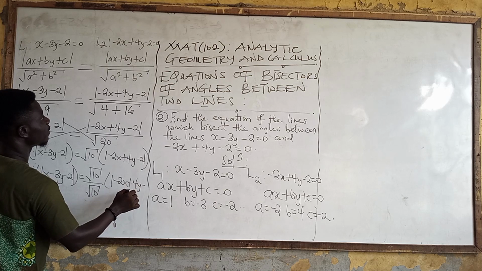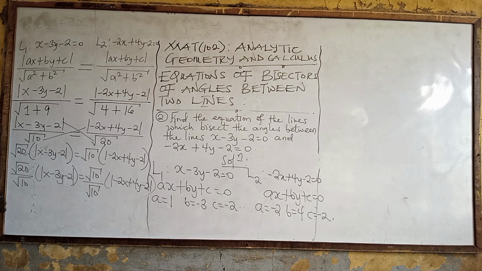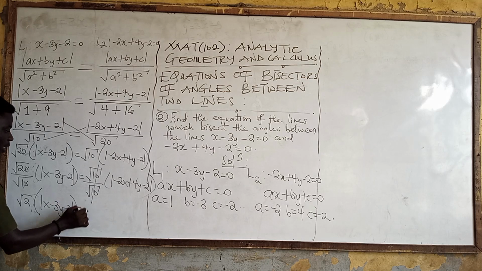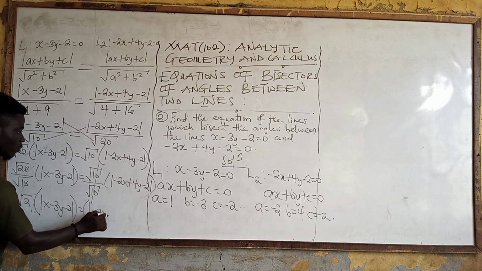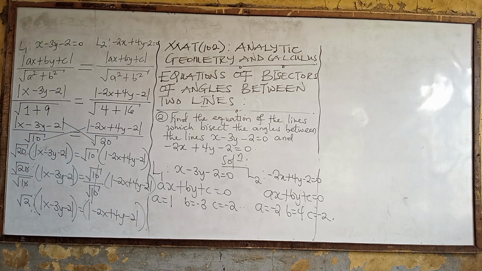Right? Sorry, it's not 21, it is 2. So now this guy can cancel that. So we get square root of 2, right? Multiplying x minus 3y minus 2 equals, with absolute value, negative 2x plus 4y minus 2. So we have this, which is very, very simple and very, very trivial as well.